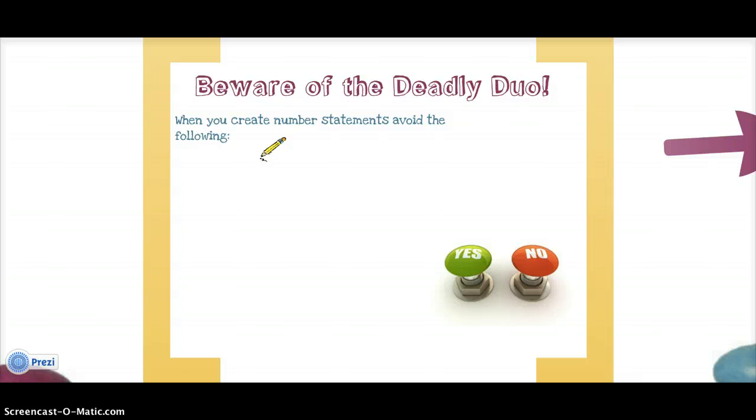Beware of the deadly duo. You need to write this down in your notes. These are the two sentence starters that you do not want to use: "There are" and "Here are." It's like the best way to kill a topic sentence is to start it with those words.